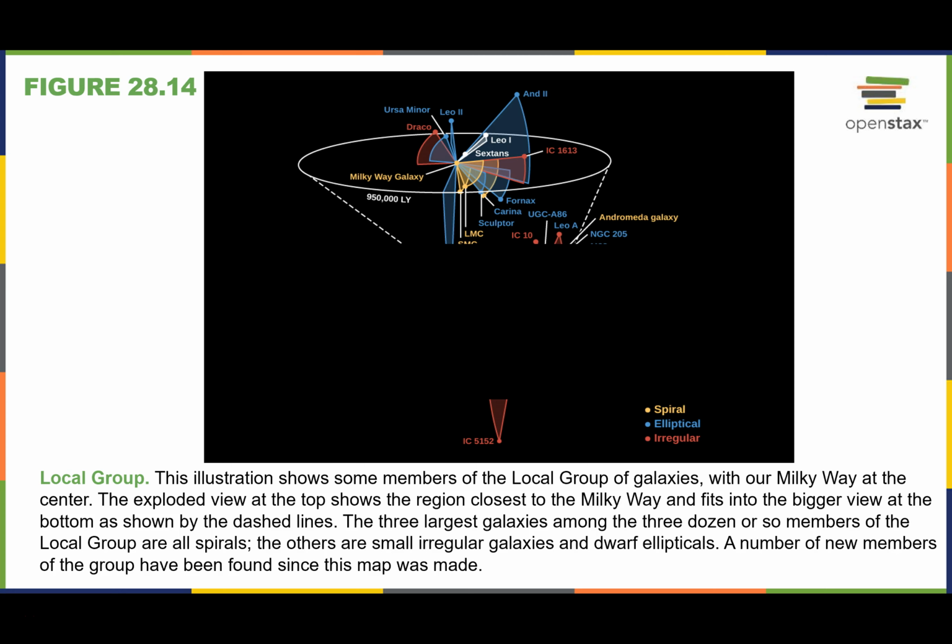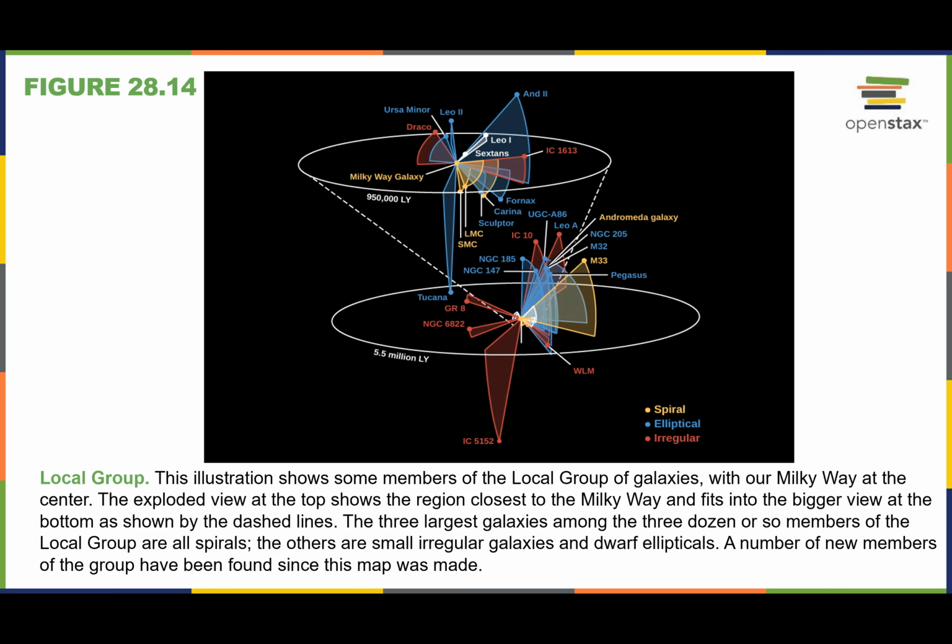The way you look at this is these dots are different colors representing the different types of galaxies. We have spiral galaxies, of course, the Milky Way and the Andromeda spiral galaxies. Elliptical galaxies kind of look like footballs. Regular galaxies are something in between. Here the circle represents 950,000 light years. These represent different galaxies with us in the middle.